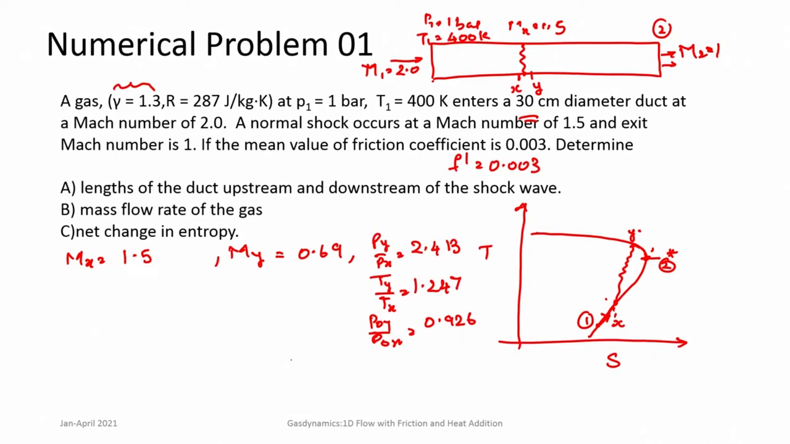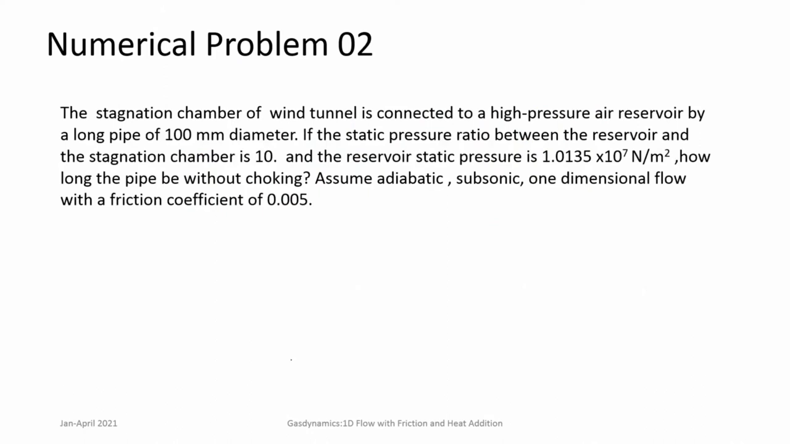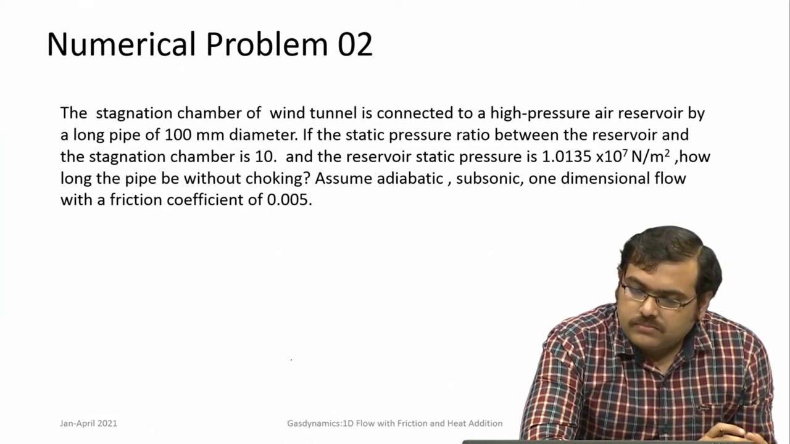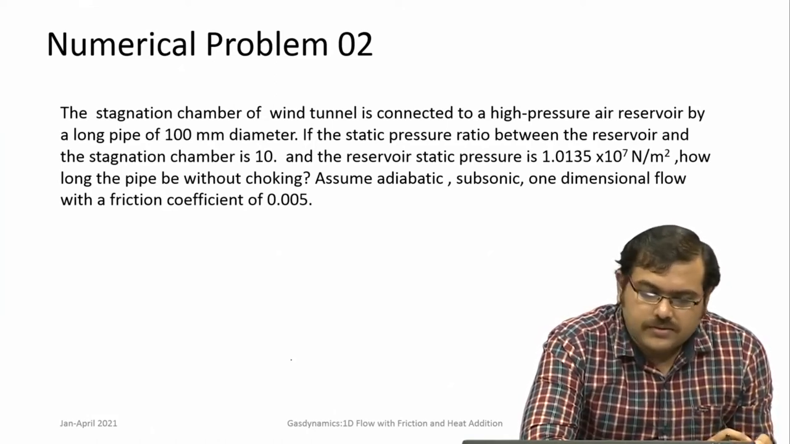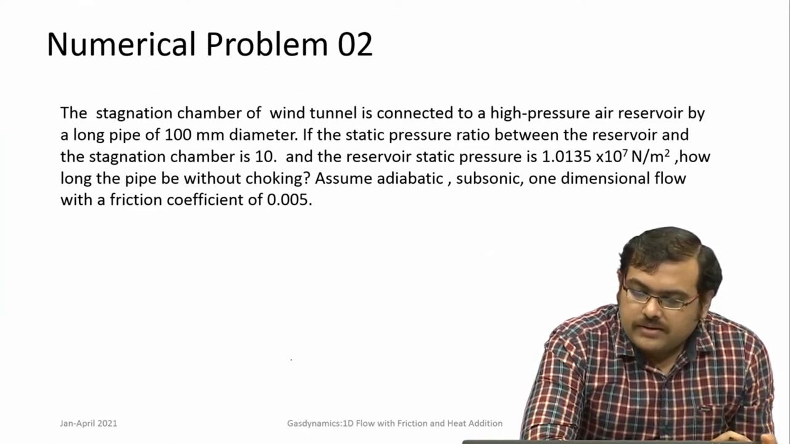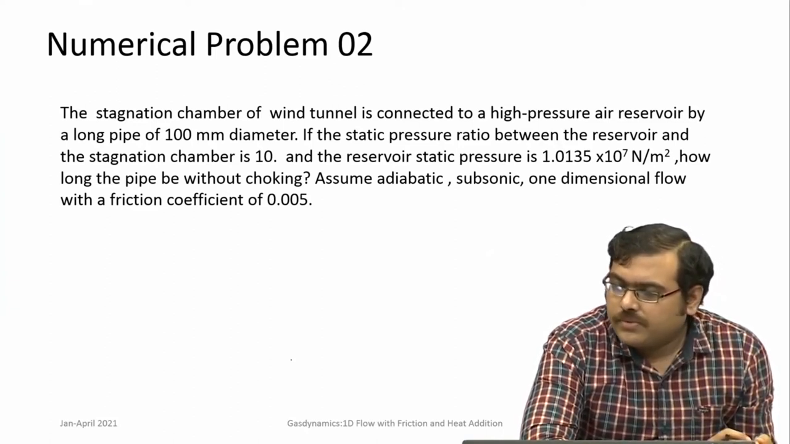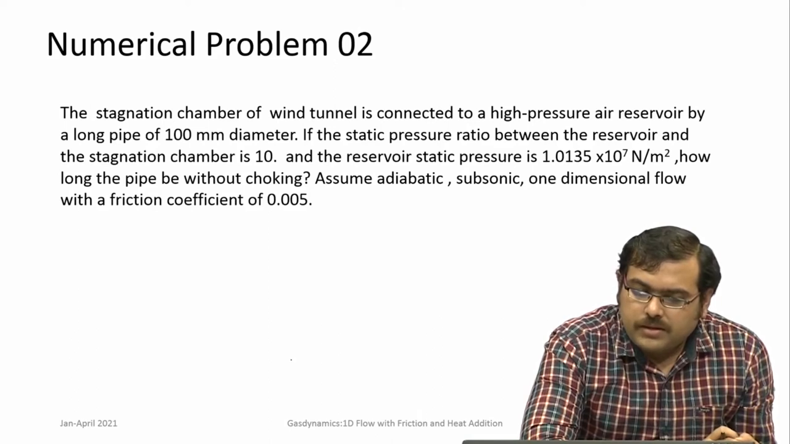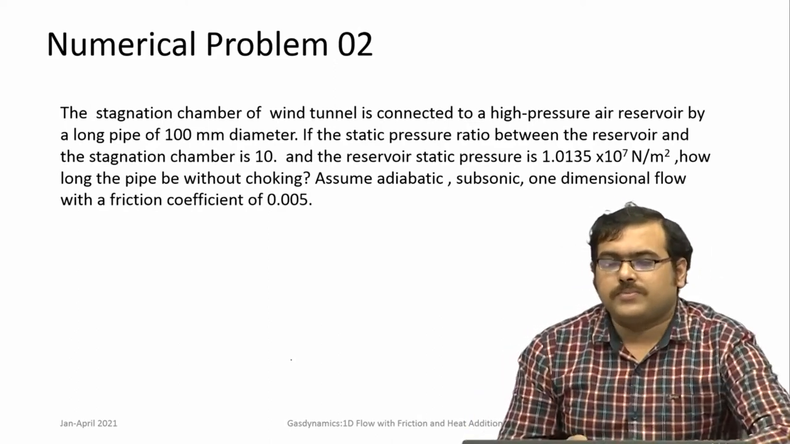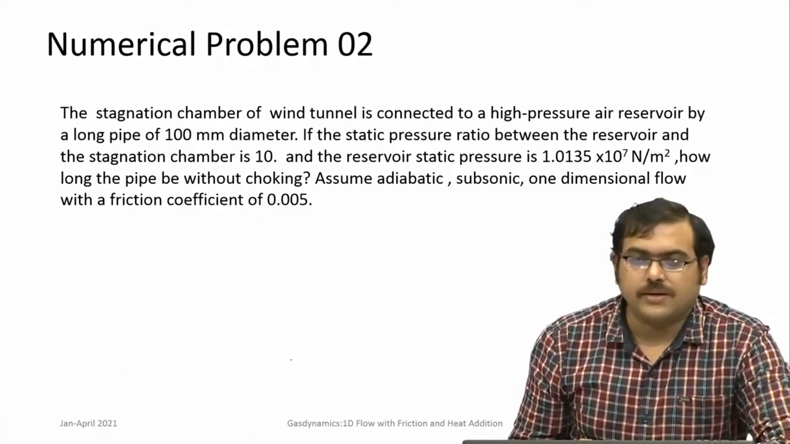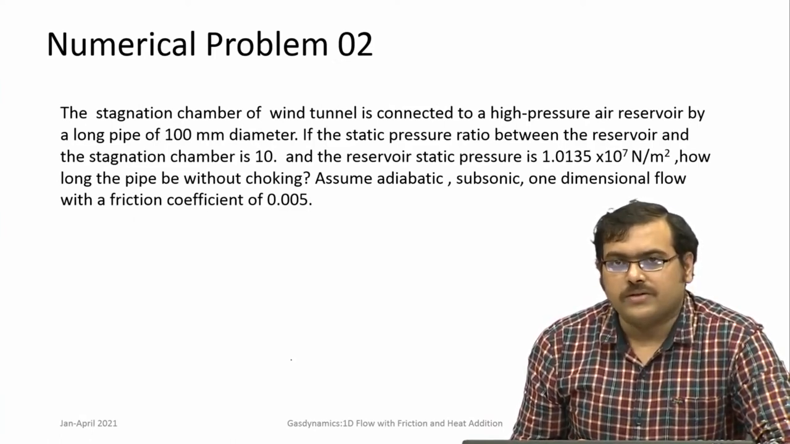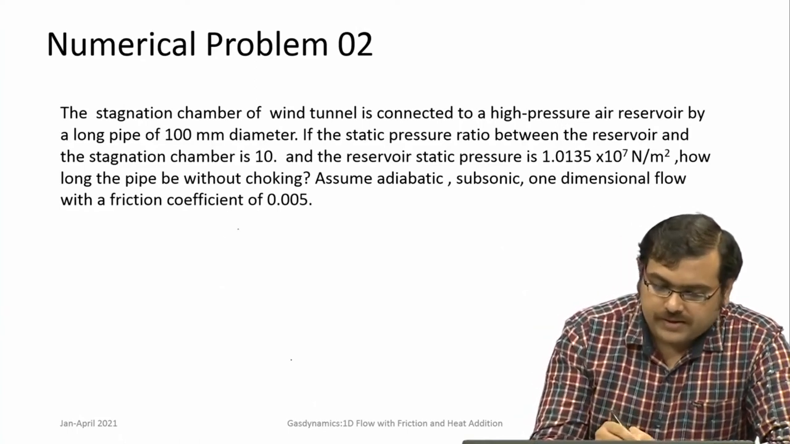Now, if you look at the next problem: the stagnation chamber of a wind tunnel is connected to a high pressure air reservoir by a long pipe of 100 mm diameter. If the static pressure ratio between the reservoir and the stagnation chamber is 10, and the reservoir static pressure is 1.0135 into 10 power 7 Newton per meter square, how long can the pipe be without choking? So what should be the length of pipe so that there is no choking? Assume adiabatic subsonic one dimensional flow with a friction coefficient of 0.005. So let's represent it schematically.